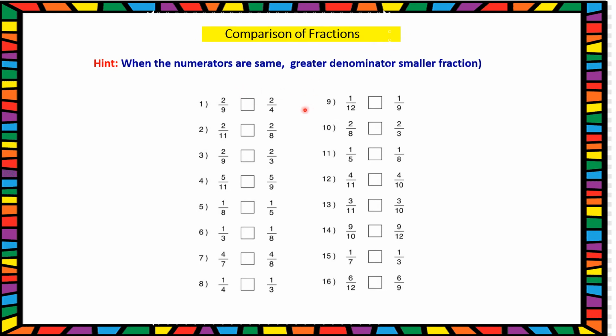The same comparison of fractions here, you can see the numerators are the same now, 2 by 11, 2 by 8. If you are considering the 12th one, 4 by 11, 4 by 10. Here the hint is the greater denominator will be the smaller fraction. So this also you can give a try.